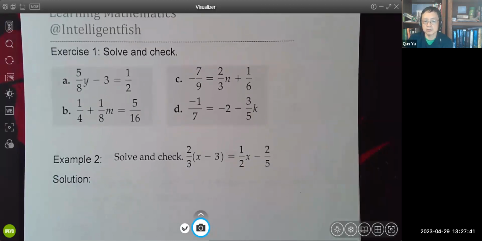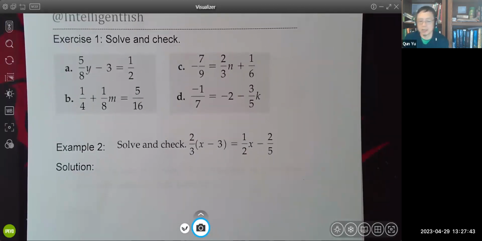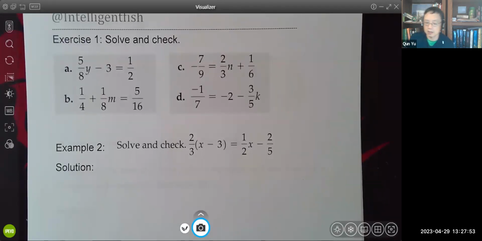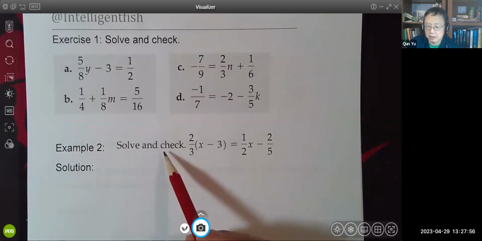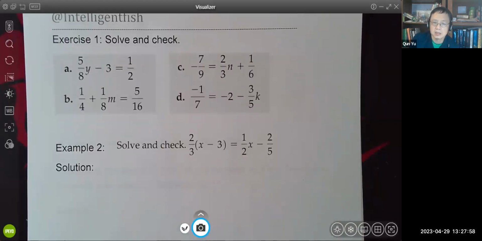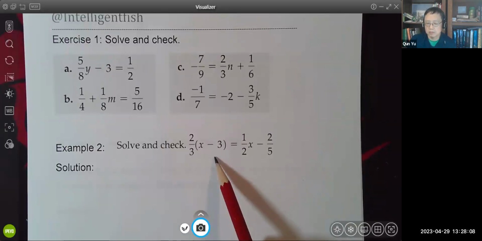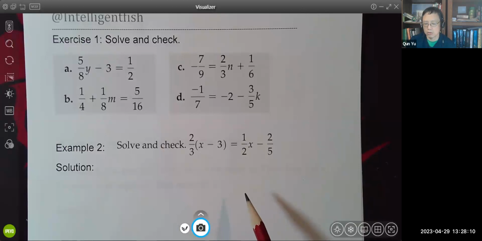Now let's look at our example 2. So we just have another equation. The only difference is that we have this parenthesis, and I'm only going to solve it without checking the answer. The point is that if your calculation is correct, the answer will be correct. Instead of doing the checking part, I'm going to do this problem twice, just to show you we have different ways to solve the same problem.